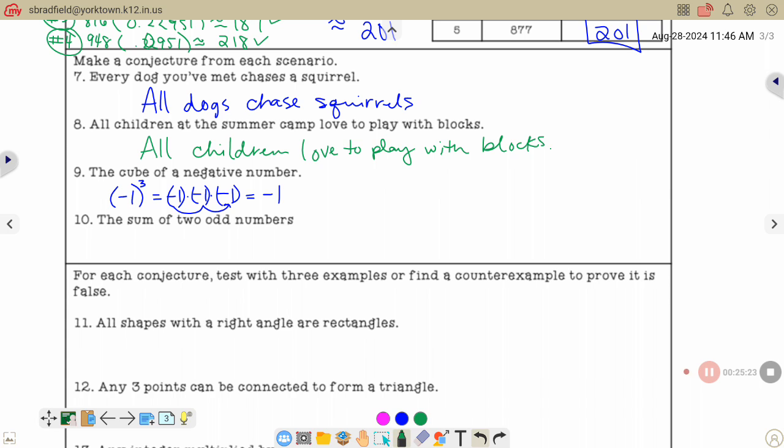If I took negative 2 cubed, do I still have a negative? Yeah, it would be negative 8. Negative 5 cubed. Still a negative because it's a negative times a negative times a negative. It's just a negative 125. So my assumption would be it's always negative.